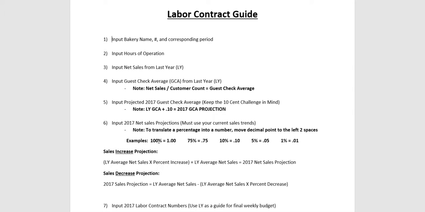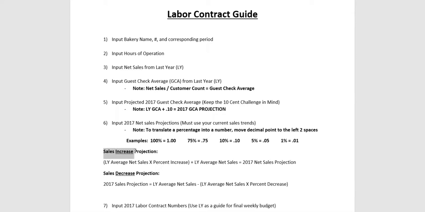So if 100%, basically the decimal point would be here. I'm moving it 2 spaces, it equals 1. 75%, decimal point is here, I'm moving it 2 spaces to the left, it equals 0.75, and so on and so forth down here. If it's 5%, I'm moving it 2, so it would actually be 0.05. So you get your number based off the percentage that you're looking for.